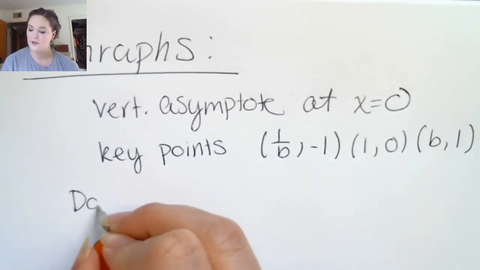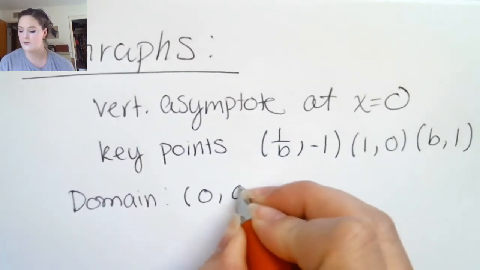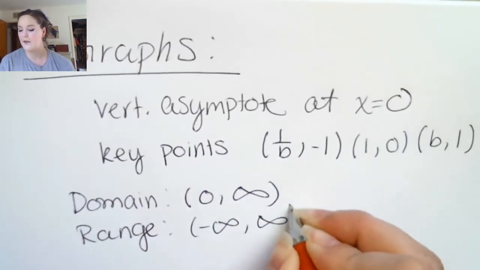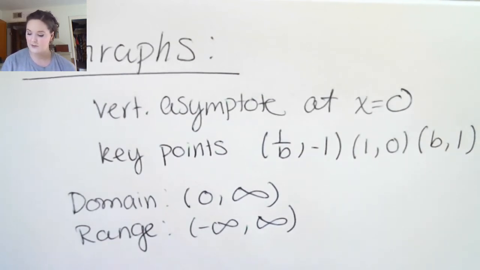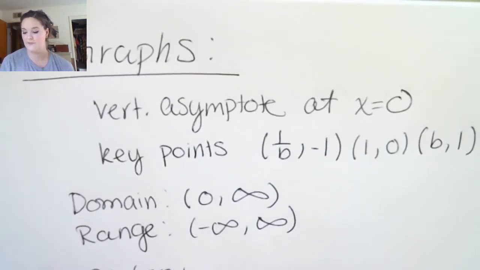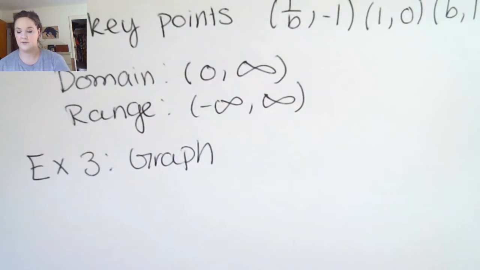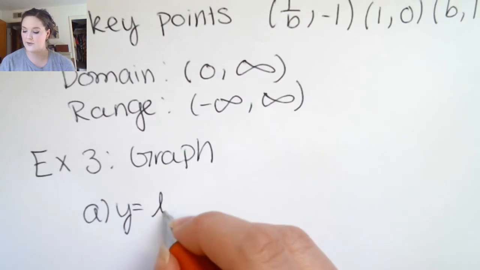Also, just to remind you, the domain is 0 to infinity, and the range is everything. Now you can also see that the domain and range are switched from the exponential functions, which again is a property of them being inverses. So let's look at some base graphs. We're going to draw two base graphs.